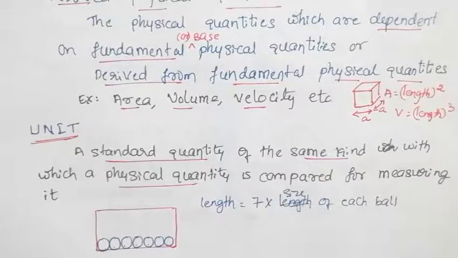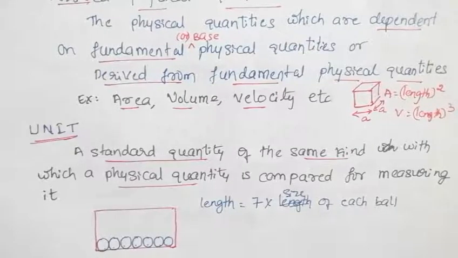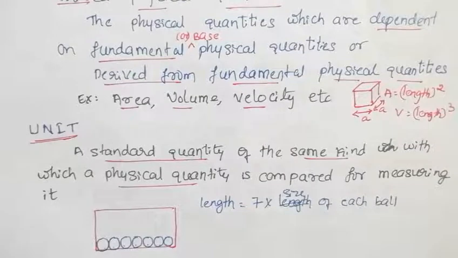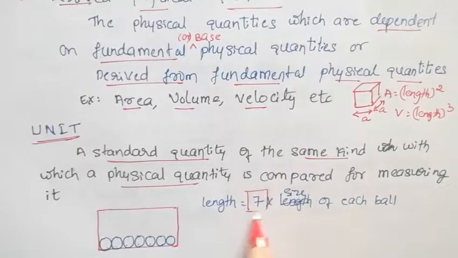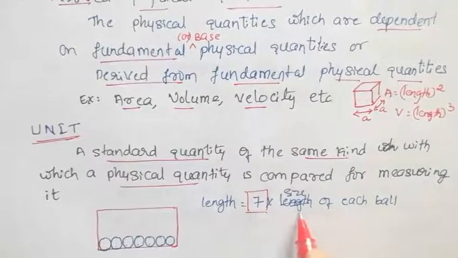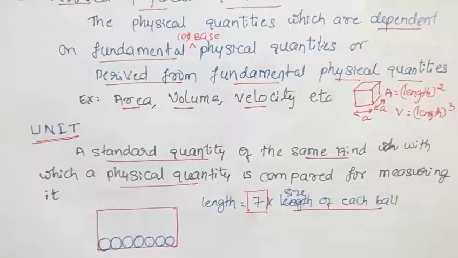What I want to convey here is that to express a physical quantity, we need a unit. A unit must contain two things. One is a number. Look here, there is a number. It contains a number, and then it contains how many times it is: 7 times multiplied by the length of each ball.